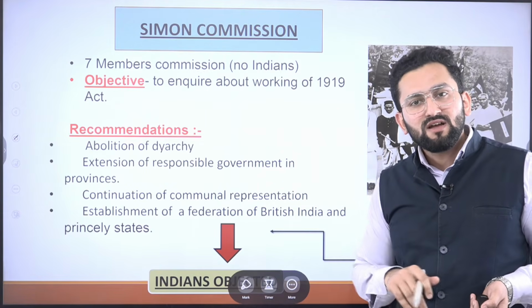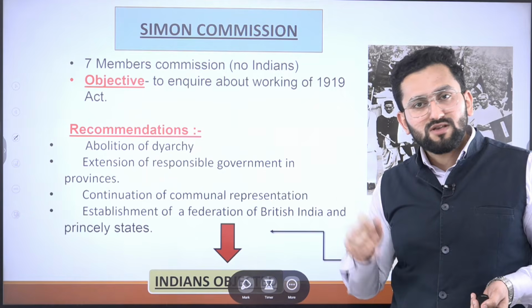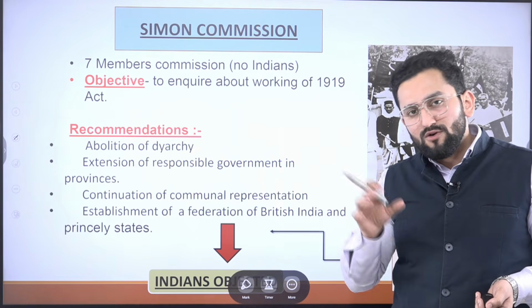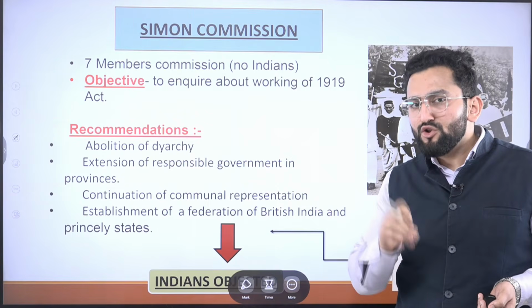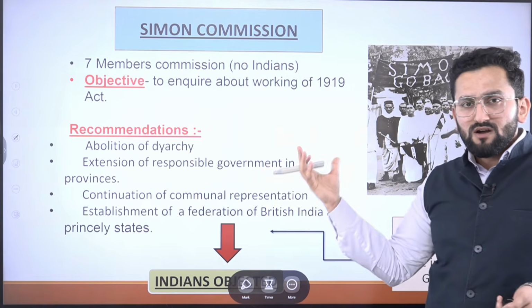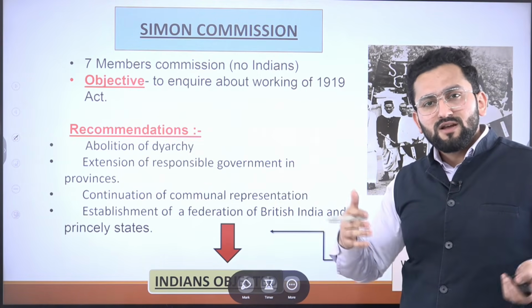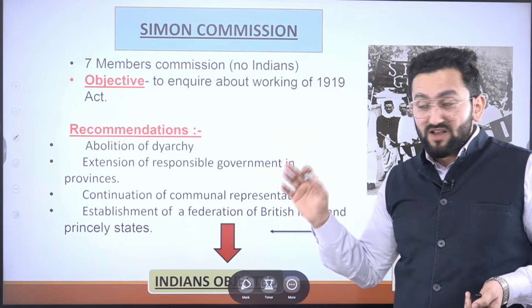It was a promise given way back, right? Lord Canning's idea, then the Councils Act. So now the Simon Commission was made to review this. The point of contention was that no Indian was part of the Simon Commission. In modern history, you must have read about Simon Commission and Simon Go Back, right? Lala Lajpat Rai lost his life, right?